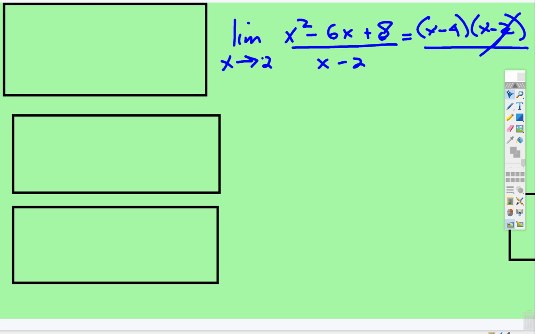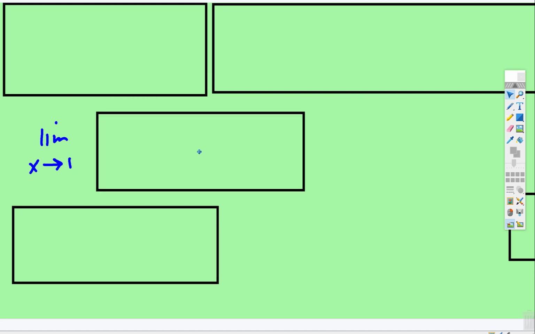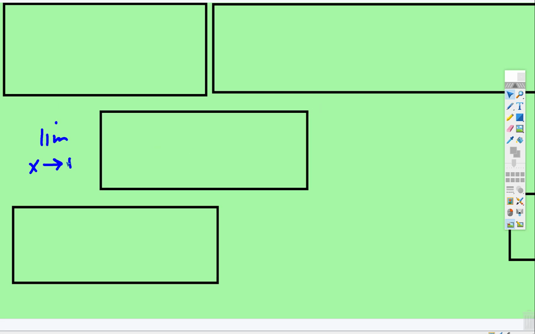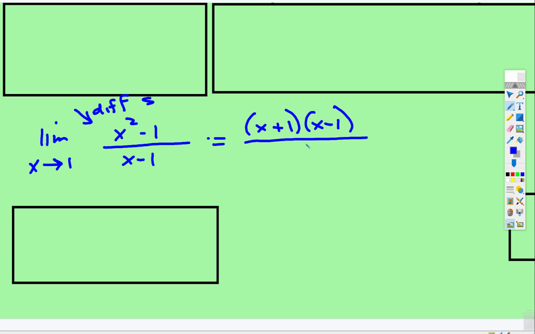All right, the next one. It's another example. So where the limit as x approaches 1, and you've got this function. Well, notice in the numerator you have a difference of squares. So that factors to x plus 1, x minus 1. And now, because these are factors here, it's multiplication, you can cancel, and now you can substitute. 1 plus 1 is 2. Hope you guys are getting the hang of it.